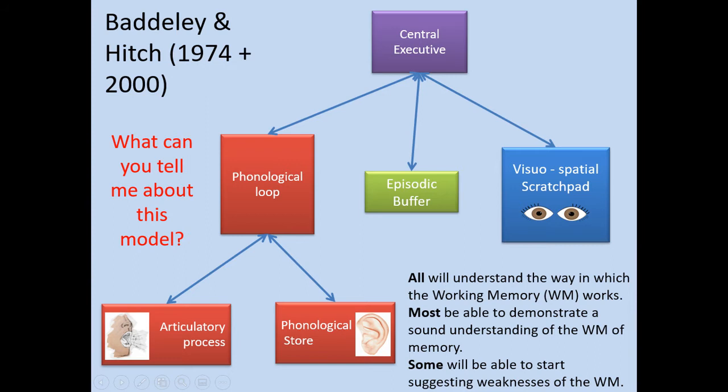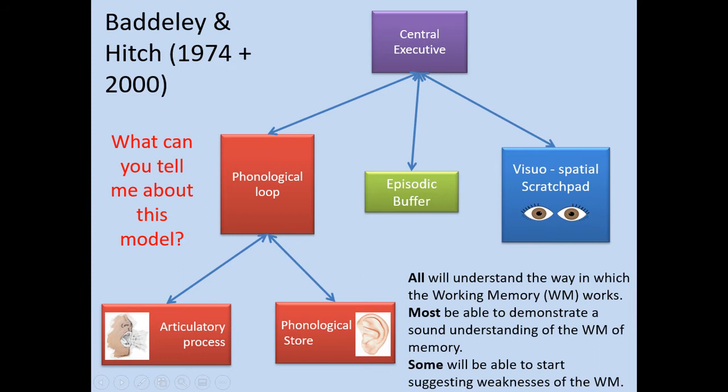Now the episodic buffer is used to basically have overflow from either the phonological loop or visual spatial sketchpad, but also to enable us to process information which cannot be separated out for one or the other, visual or phonological, i.e. dancing. Okay, so that comes in there.